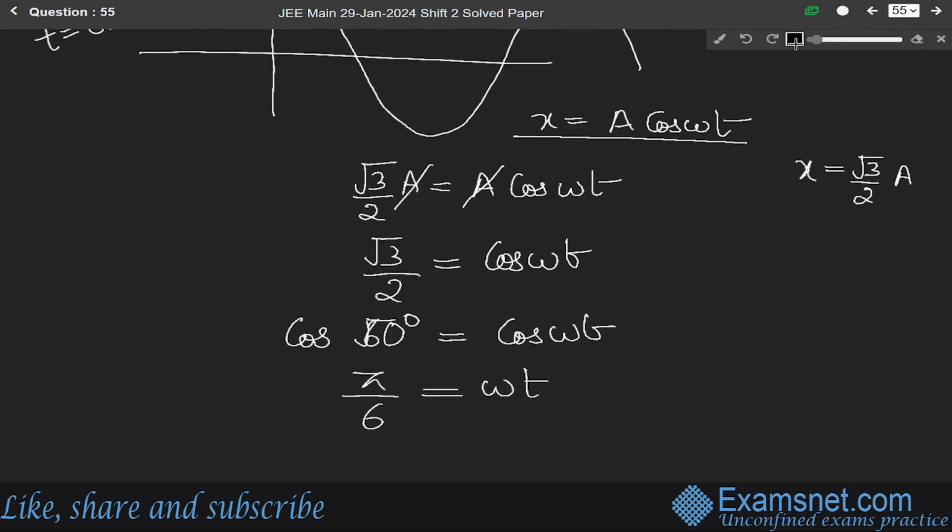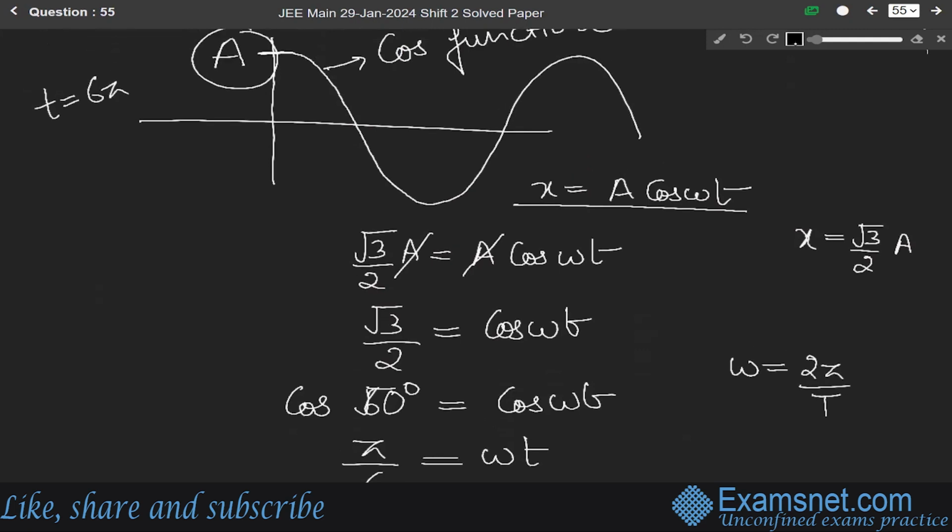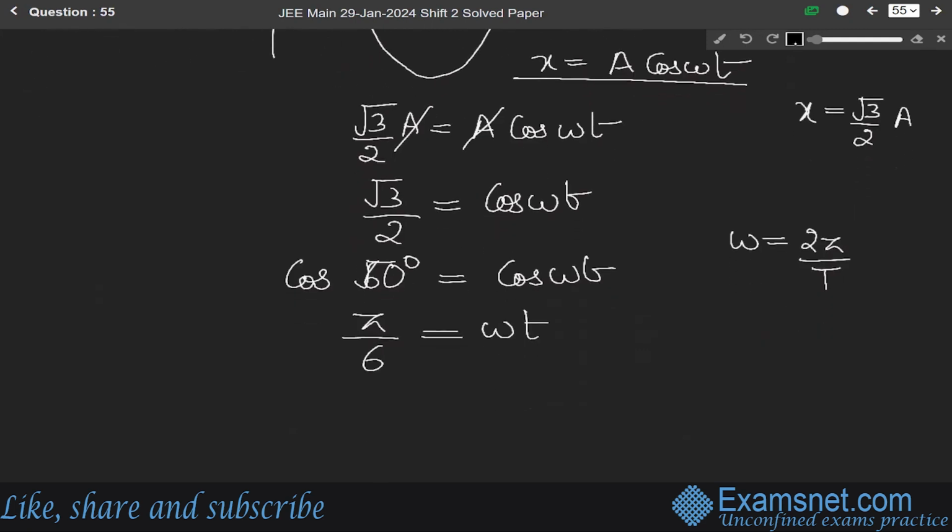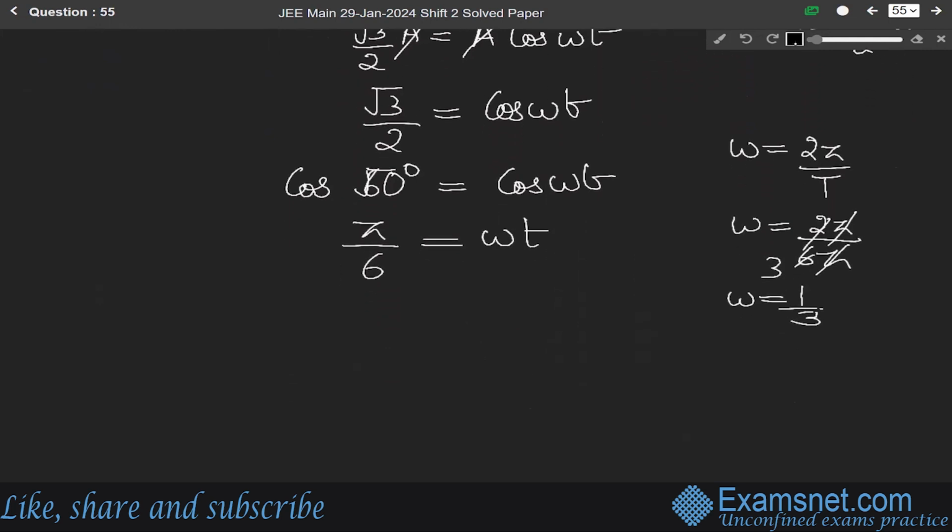Omega t. Okay. Now omega is what? 2 pi by T. So T here is what? T is 6 pi seconds. So omega will be equal to 2 pi over 6 pi. This pi cancels. 2 3s are 6. So omega will be equal to 1 by 3.